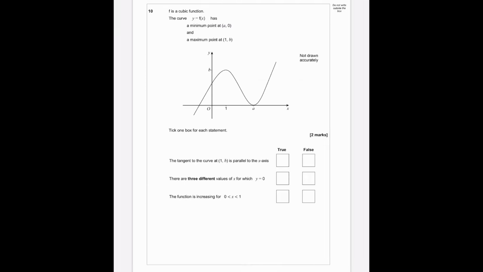Question 10, well, the tangent at 1b, that's a tangent at a maximum point, so that's going to be horizontal, so yes, that is parallel to the x-axis. There is only going to be two values when y equals 0, so that's false, and between 0 and 1 we can see the function going upwards, so that is true.